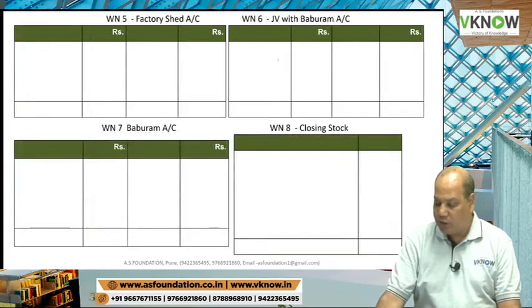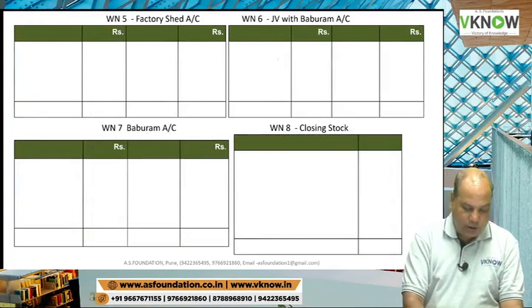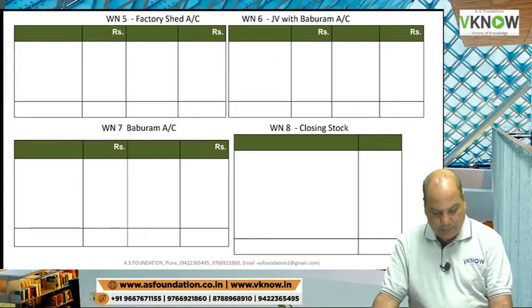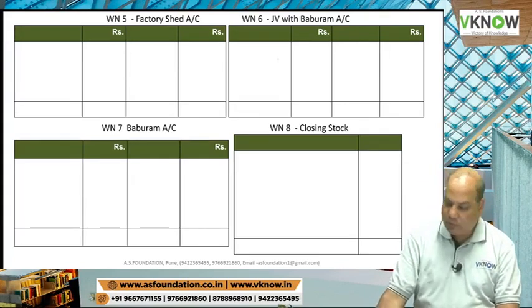Working note 5, write down factory shed account. Factory shed account. Working note 6, write down.